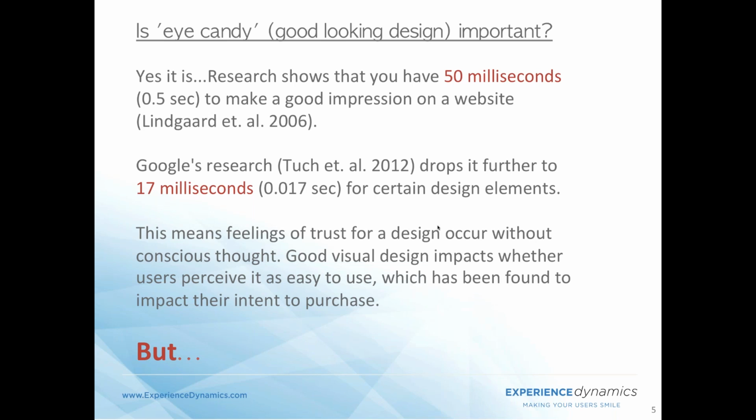The stats are really clear in terms of the research that's been done, that we're essentially making these 50 millisecond precognitive impressions of a website. This is some scientific research that was published in Nature, the big scientific publication. Google did their own research, and they actually dropped it down to 17 milliseconds. So incredibly quick, before the thought even hits the front of your brain, you do judge a visual design, a book by its cover.